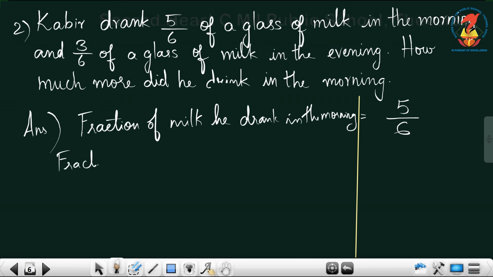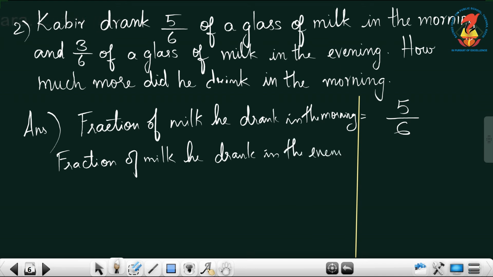fraction of milk he drank in the evening. It's 3 by 6. Now, how much more did he drink in the morning? How much you have drunk in the morning? You need to find out. What do you need to do? You need to subtract.